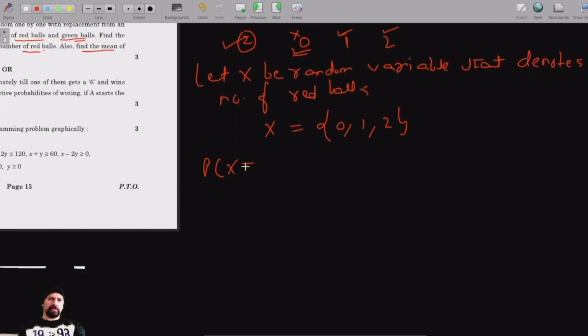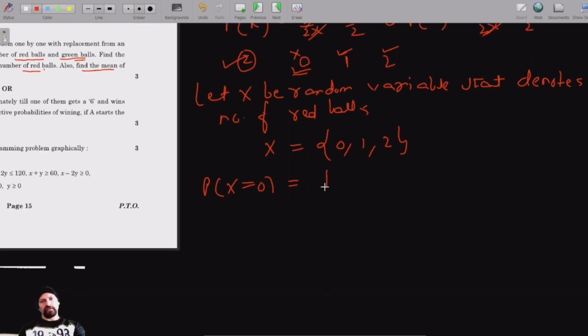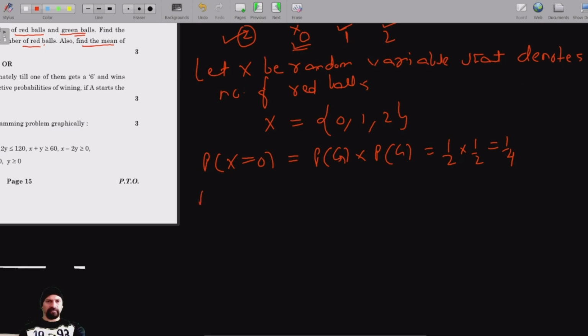Now let's get the probability that none of them is red. That means the first ball is green and also the second ball is green. Now the probability of green is half into half, which is 1 by 4. So the probability that none of the balls is red is 1 by 4.